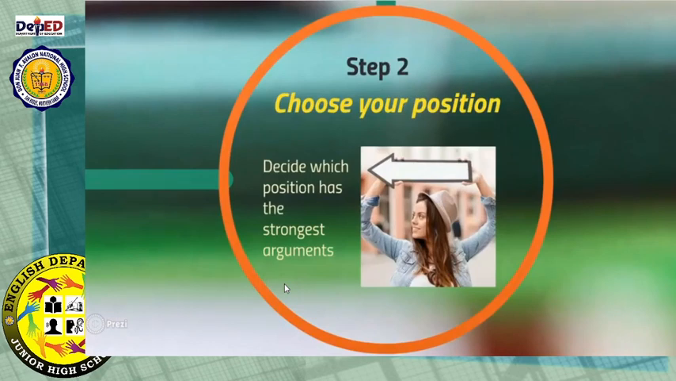Step 2. Choose your position. Look at the list of arguments you wrote for each side in your brainstorm. Which side has the strongest arguments? Which do you think you can support best with examples and evidence? Which is the most interesting? Remember, your teacher is assessing your writing, not your opinion.